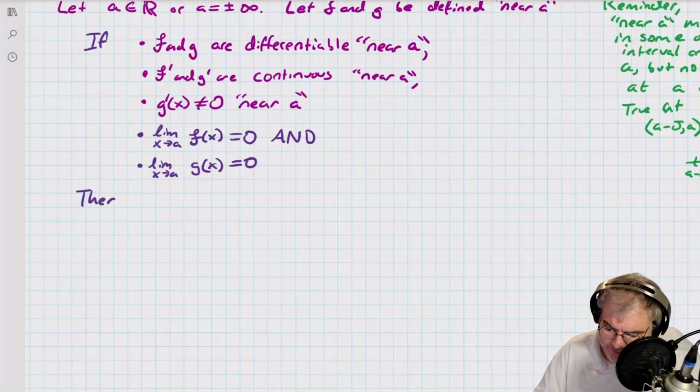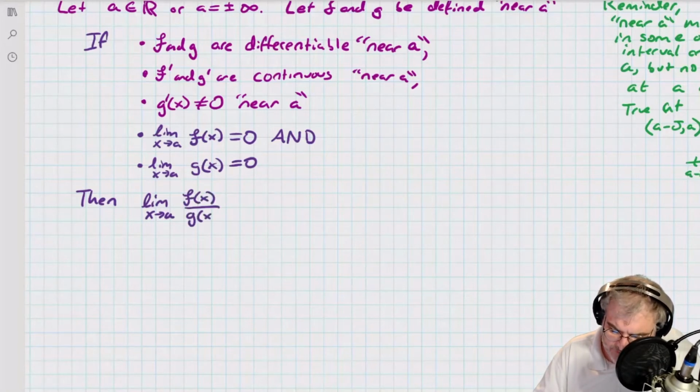Then the limit as x goes to a of f of x over g of x equals the limit as x goes to a of f prime of x over g prime of x.